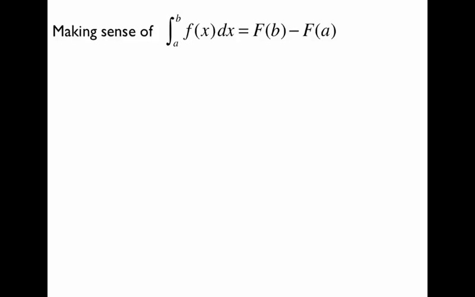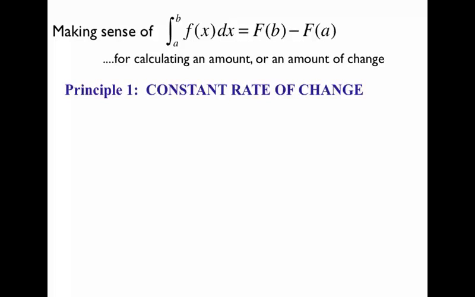We're making sense of the fundamental theorem of calculus. And what is that for? That's for calculating an amount, or an amount of change, of some quantity. And we said principle number 1 was constant rate of change.